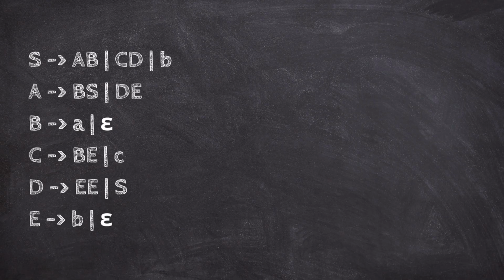Let's apply epsilon elimination to this grammar. S produces AB, CD, or B. A produces BS or DE. B produces A or epsilon. C produces BE or C. D produces EE or S. E produces B or epsilon.